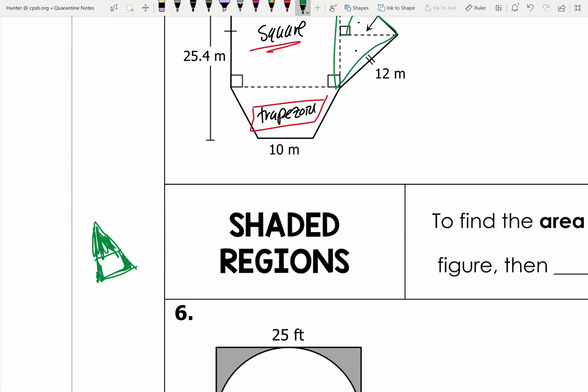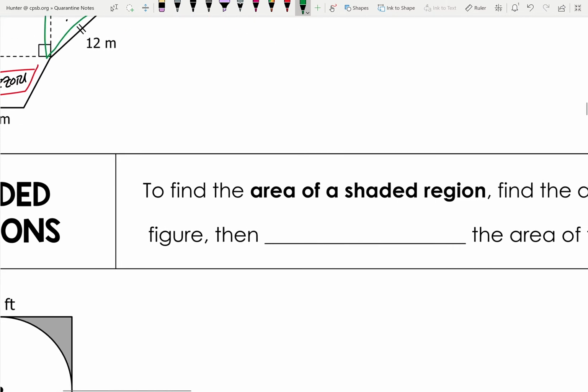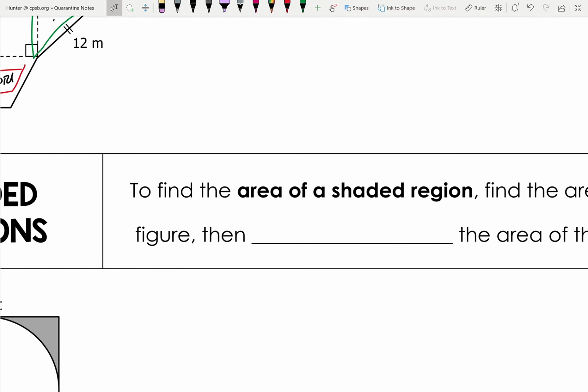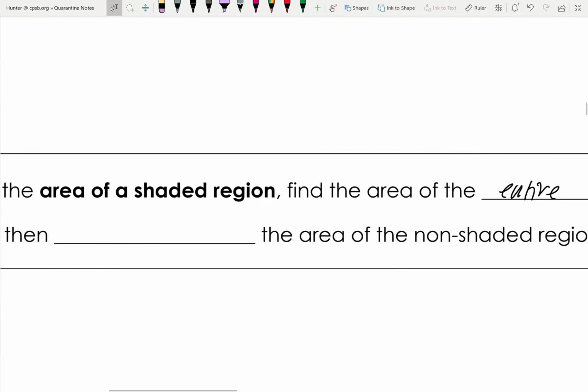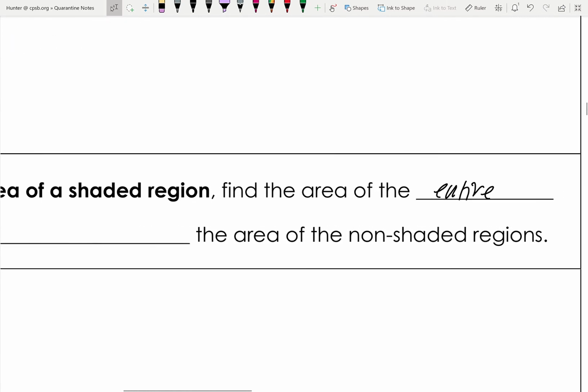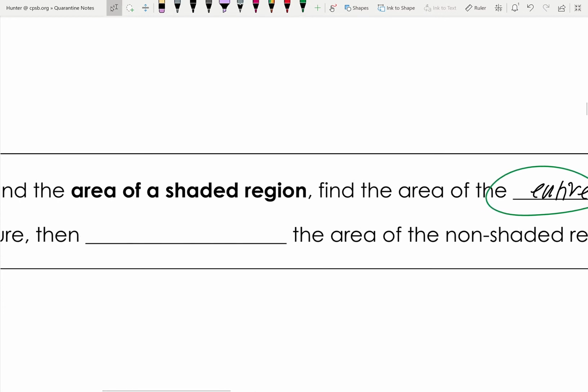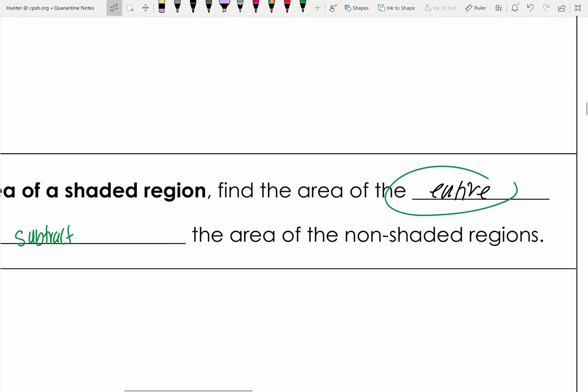What you would do is find the area of the triangle first. And since the triangle is bigger than the rectangle, you then find the area of the rectangle, and you subtract the area of the rectangle from the area of the triangle. And whatever's left over is the area of the shaded region. So, like we say right here, to find the area of a shaded region, first find the area of the entire region, then subtract the area of the non-shaded regions.